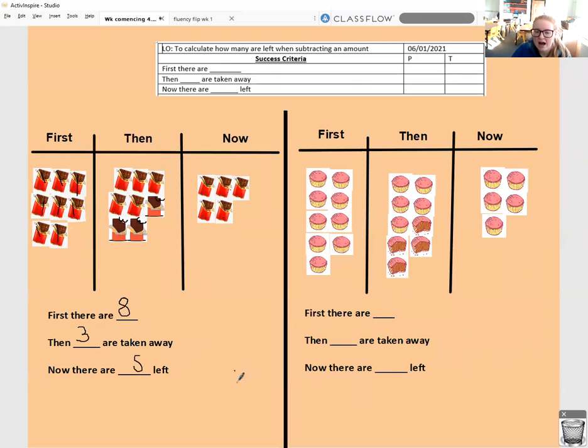So pause the video, have a go at this on your piece of paper. Make sure you send it to me at the end. Off you go.